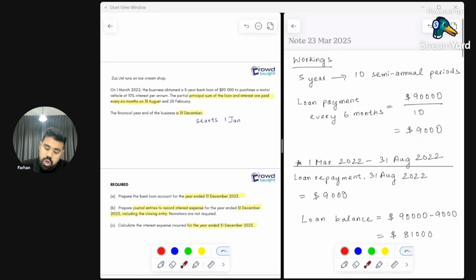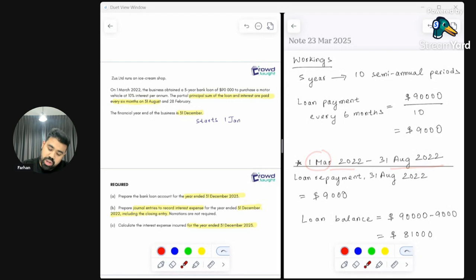All right. So the loan was taken on 1 March 2022. So from 1 March 2022 until 31 August 2022, we have a first 6-month or semi-annual period. The reason we ended at 31 August 2022 is because we know that at 31 August 2022, we are making a principal repayment for the loan and also some interest. Since we are preparing the bank loan account, we are focusing on the principal at the moment.